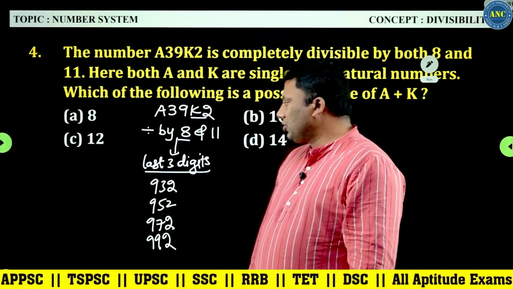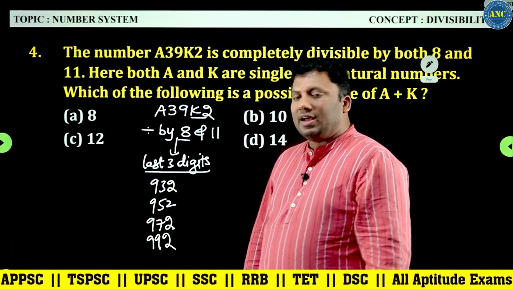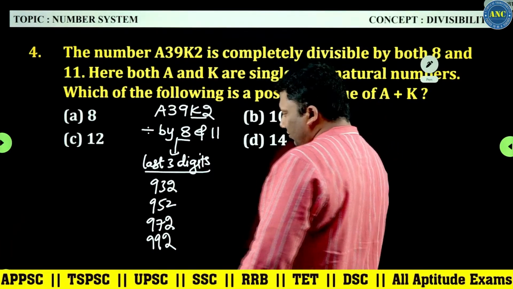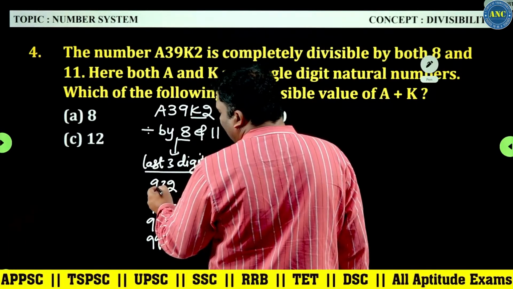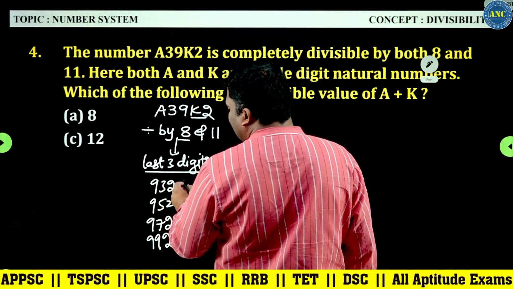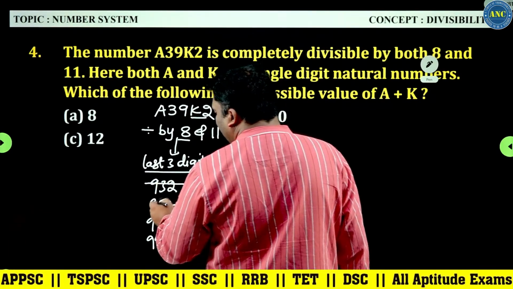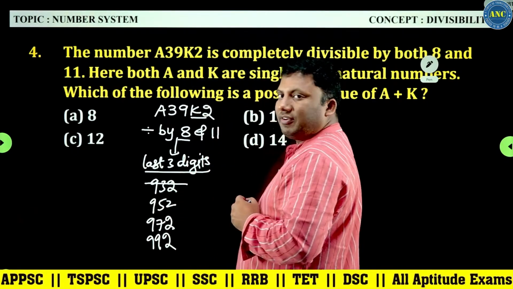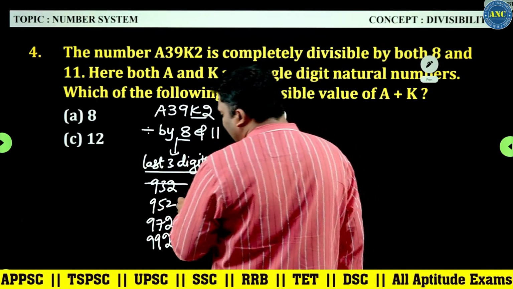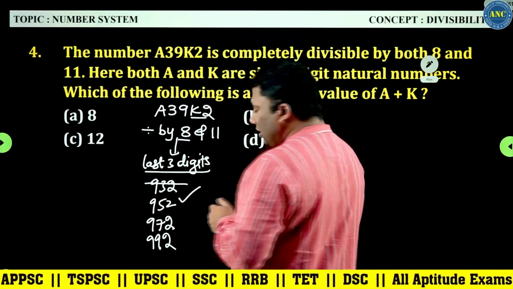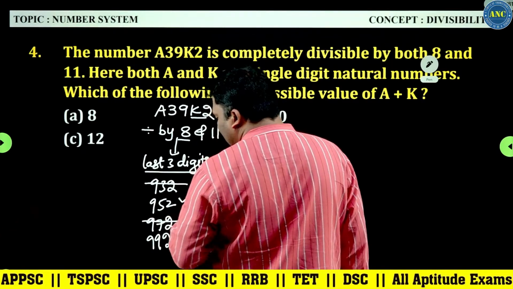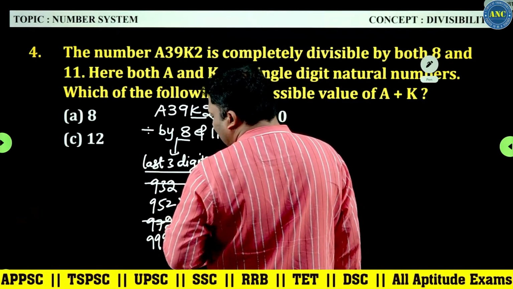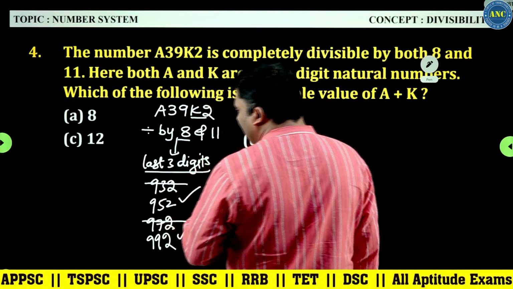A39K2. The last 3 digits should be divisible by, right? How much? 8. So now check with 8. 8 ones are 8, 8 sixes are 48, 8 sevens are 56, 8 nines are 72, 8 twelves are 96. 952 is not divisible, 992 is divisible.